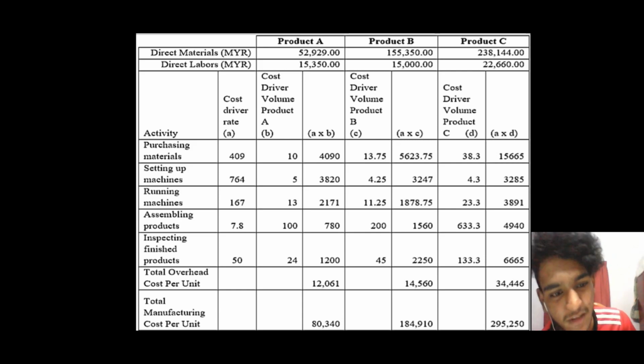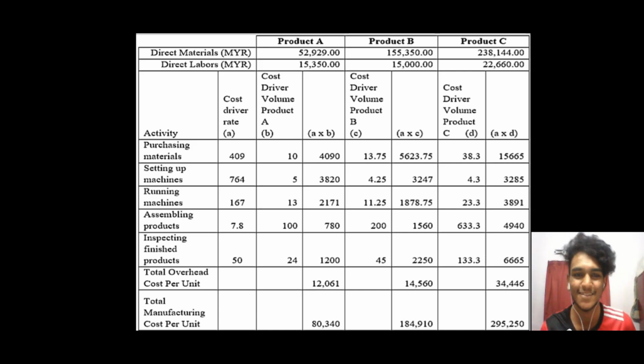As you did for product A, you also did the total manufacturing cost per unit. So to get that, as you did in product A, use the direct material for product B and direct labor, add these both together and add it with total overhead cost per unit. Add these 3 together, and you will get total manufacturing cost per unit. And last but not least, it's for product C.